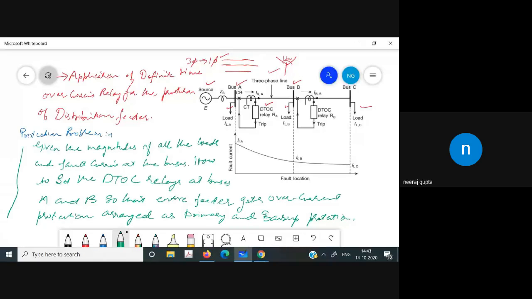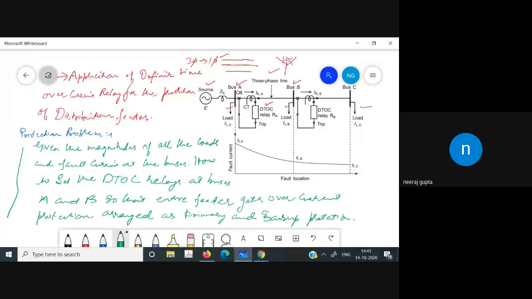So we are given the magnitudes of the loads LA, LB, and LC, and the fault currents. We have to set these two relays at buses A and B so that the entire feeder gets the overcurrent protection arranged in primary and backup protection. So this is the problem statement.